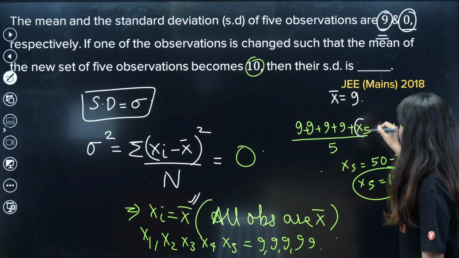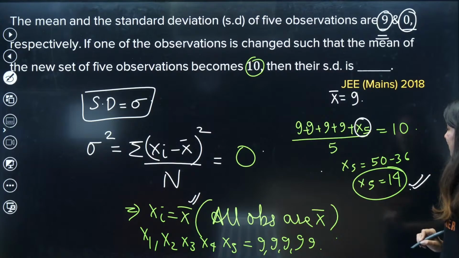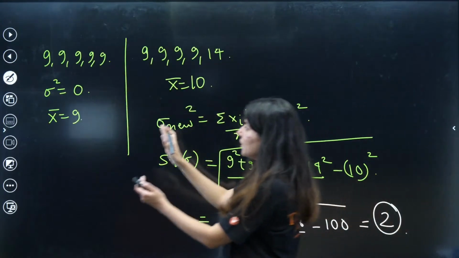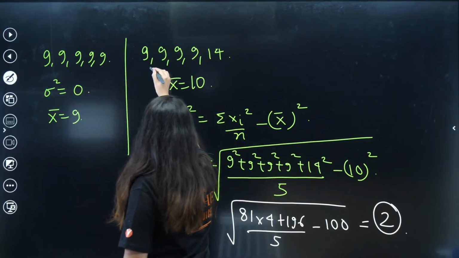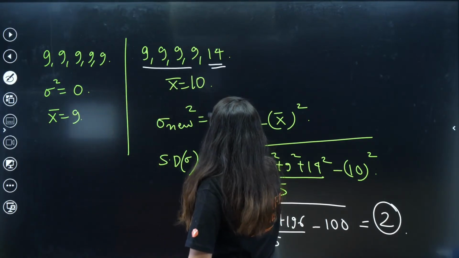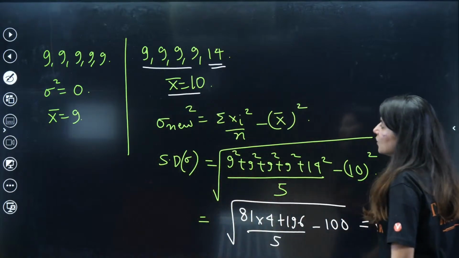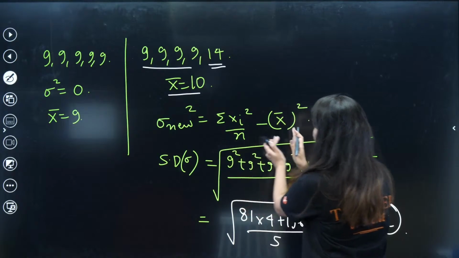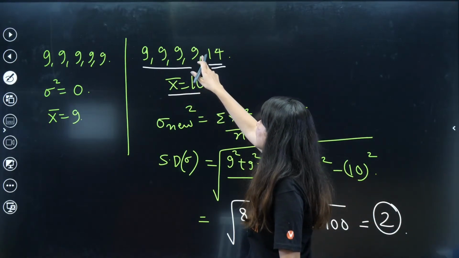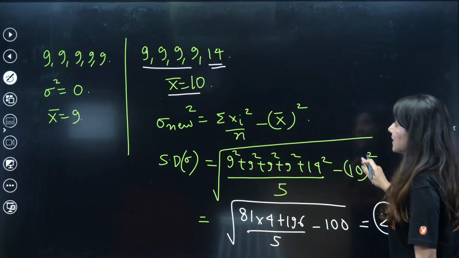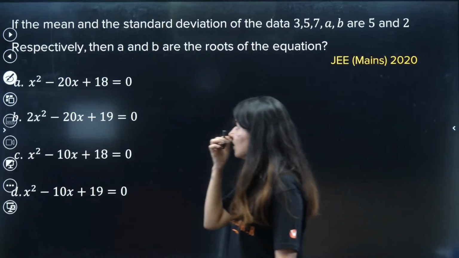So x5 is unknown to us. We have calculated it by this formula. So x5 is 14. Now we have the previous set and the new one. Earlier there were five 9s. Now there are four 9s and the new observation 14. The new mean is already given to us as 10. We need to figure out the new sigma square. This is the formula: mean of squares minus square of mean. So square all the values, 9 square, 9 square, 9 square, 9 square plus 14 square, minus 10 square. If you solve it, you will get 2 as your variance.